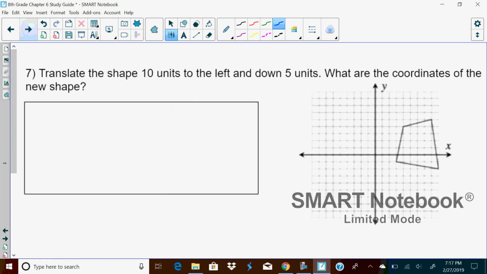Problem number 7, translate the shape 10 units to the left and down 5. What are the coordinates of the new shape? So I go over 1, 2, 3, 4, 5, 6, 7, 8, 9, 10. Then down 1, 2, 3, 4, 5. I repeat that for each point of the shape.